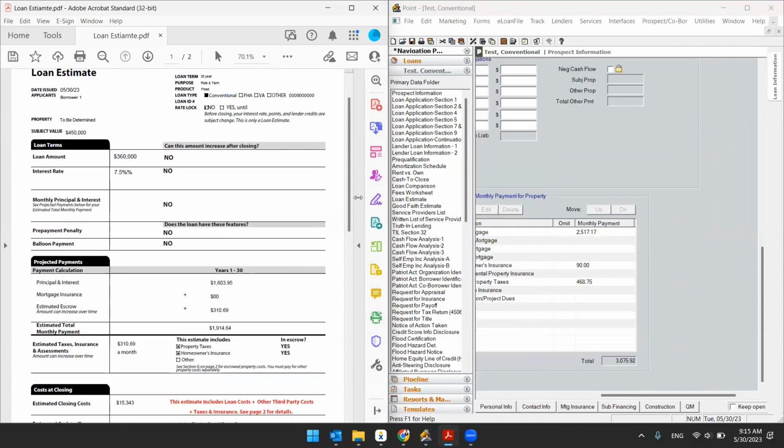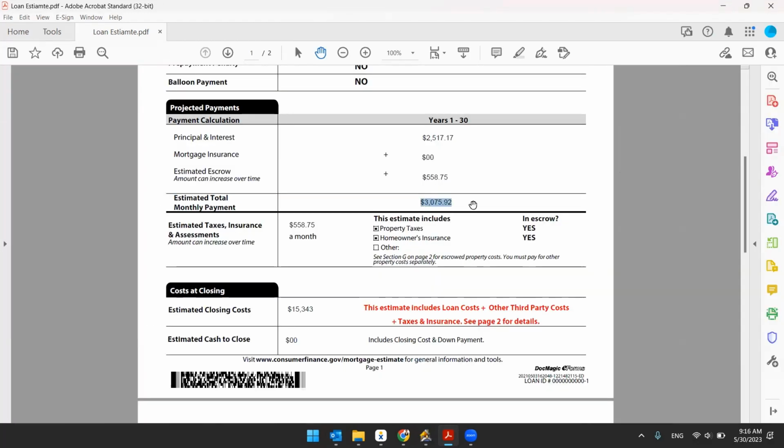Let's go down to the payment section. No mortgage insurance, taxes and insurance. Your total payment of $3,075.92. Your estimated escrow account populates here on the bottom portion. This is the way the loan estimate discloses this piece, and yes, it shows that this is in escrow, meaning the payment is going to come with your taxes and insurance.